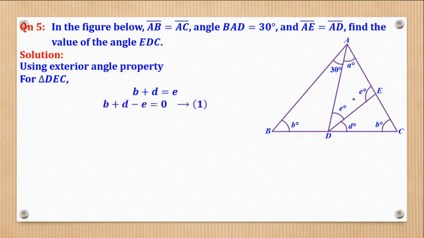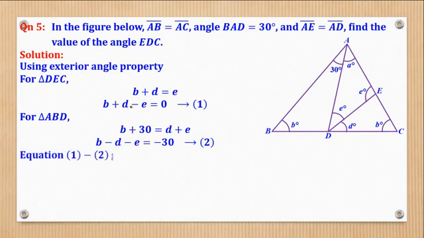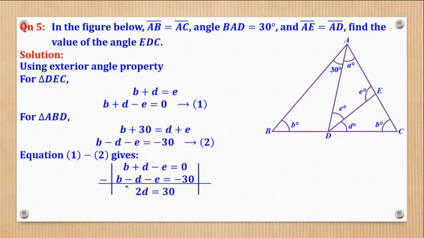Put everything on one side to get equation 1. Then for triangle ABD, this two will be equal to this. Put everything on one side. Then I can solve them simultaneously. When I subtract equation 1 minus equation 2, this is what I'm going to come up with. So this minus this cancels, here we come up with 2D, and here we'll come up with positive 30. Therefore, D is equal to 15, implying that the angle they want is 15 degrees.